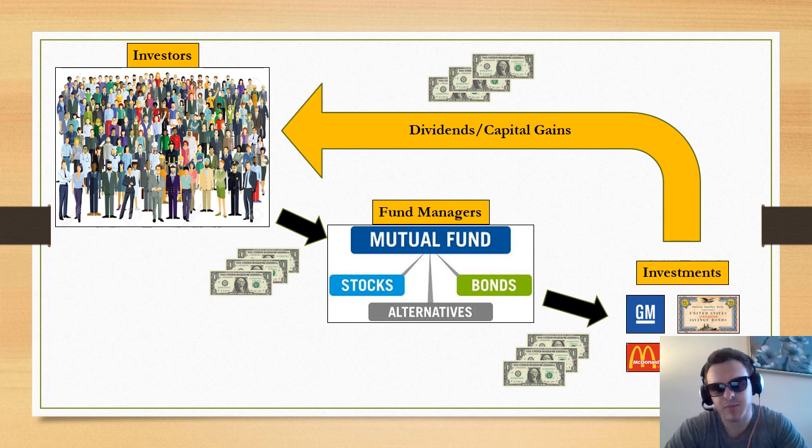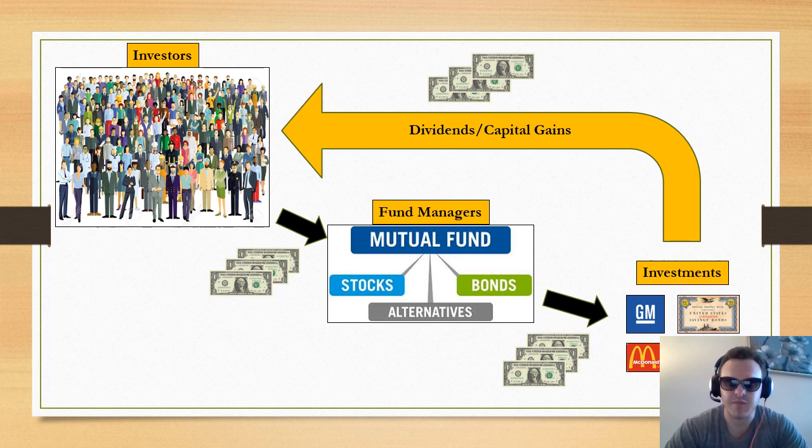Now, we're starting at the top left where you see that crowd of people. That's our investors, all right? From the top left, we're going to move down to the middle where it says fund managers, and then we're going to move down again to where it says investments, okay? Then we're going to move back around, if you follow the dividend capital gains arrow, back to the investors. Here's how a mutual fund works.